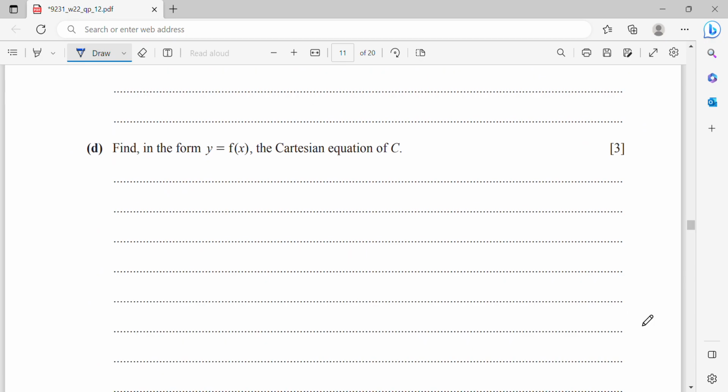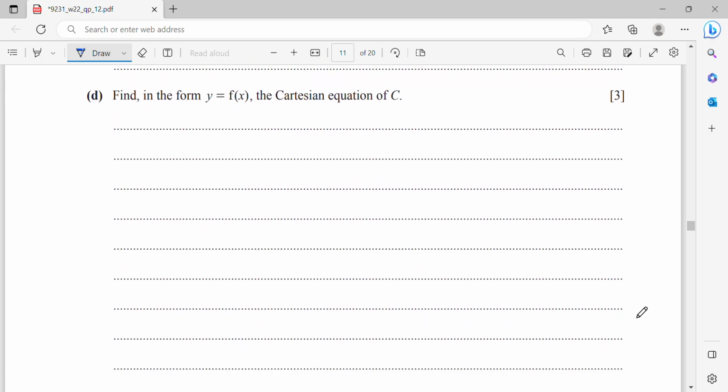Now D, find in the form y equals f(x) the Cartesian equation. So r equals a sec squared theta. For the Cartesian equation, we know that x equals r cos theta, y equals r sin theta.